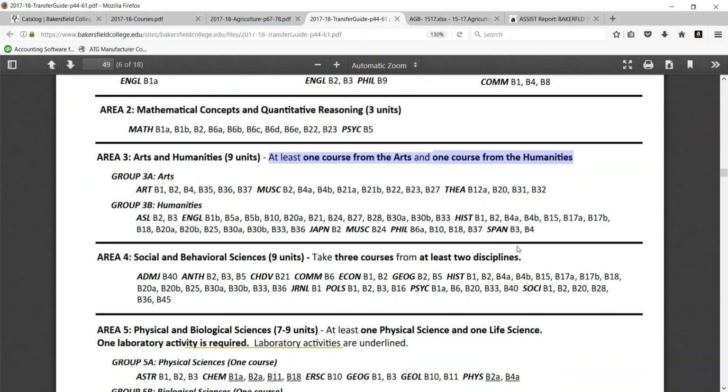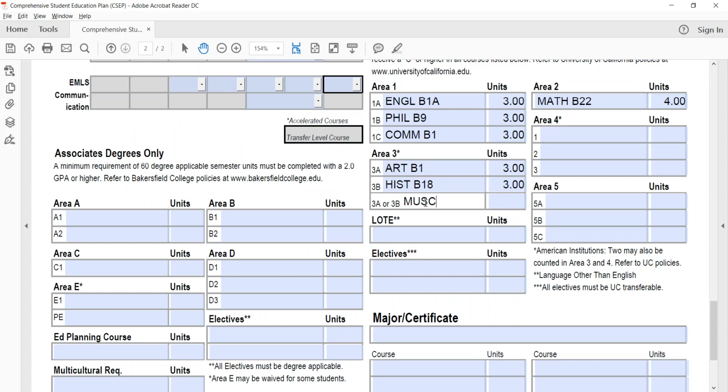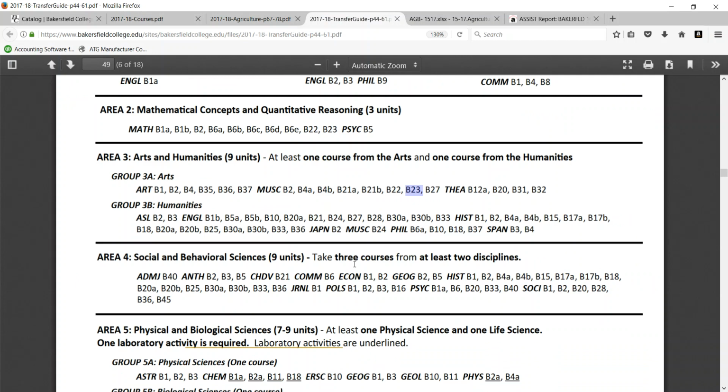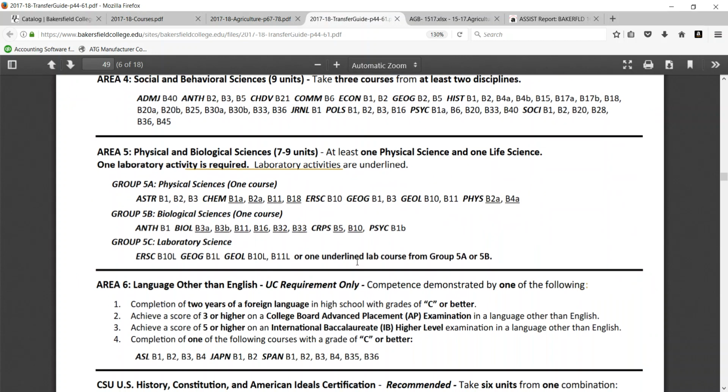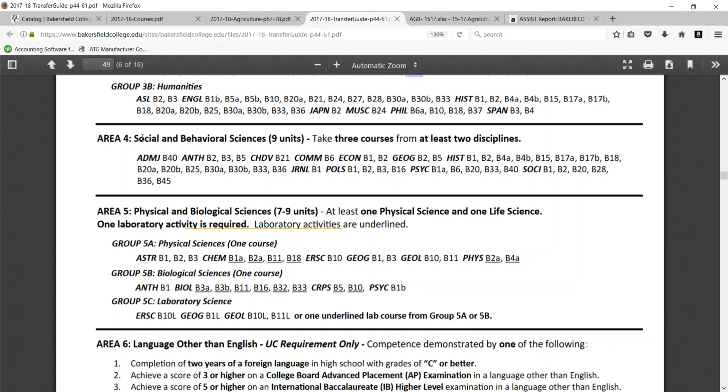And then, I'm going to take a music class. I think this one is music of rock and roll, so look that one up if you're interested. And that gets my Area 3 done. So let's move on to Area 4. We've got Social and Behavioral Sciences. 9 units, take 3 courses from at least 2 disciplines.